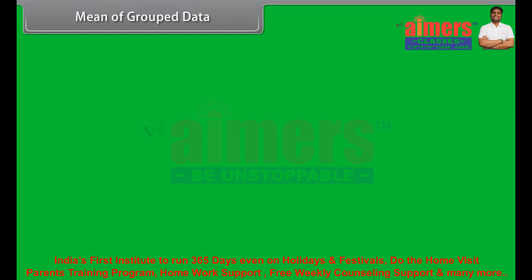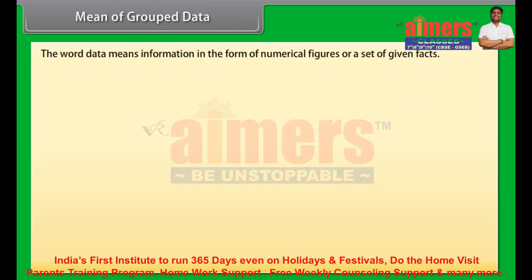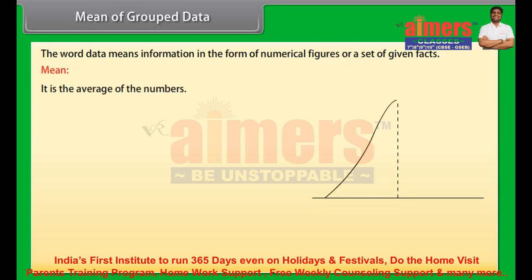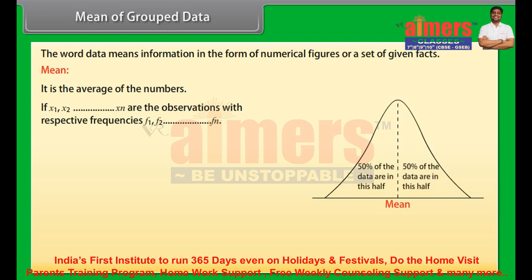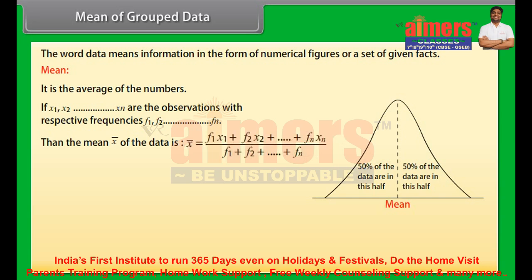Mean of grouped data. The word data means information in the form of numerical figures or a set of given facts. Mean. It is the average of the numbers. If x1, x2, and so on till xn are the observations with respective frequencies f1, f2, and so on till fn, then the mean x bar of the data is x bar equals f1 x1 plus f2 x2 plus so on till plus fn xn by f1 plus f2 plus so on till plus fn.